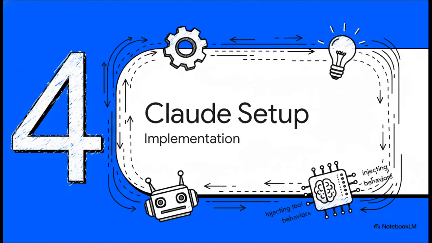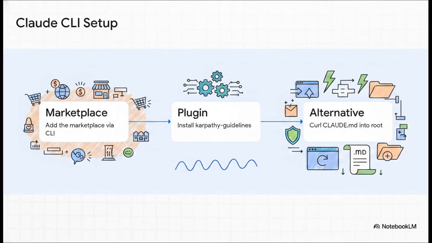Section 4, Claude implementation setup. Let's get into the actual implementation. Let's see how this builds in a Claude environment. If you're using the Claude Code CLI, it's literally just a couple of commands. Step 1, you add the marketplace. Step 2, install the Karpathy Guidelines plugin. Doing this makes the skills active globally across all your projects. But hey, if you prefer to have these rules version controlled right inside your specific project repo, you have an alternative. Step 3 shows you can simply run a curl command to download a file called CLAUDE.md right into your project's root directory. It's incredibly straightforward.